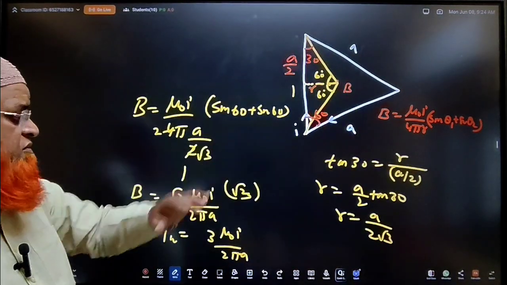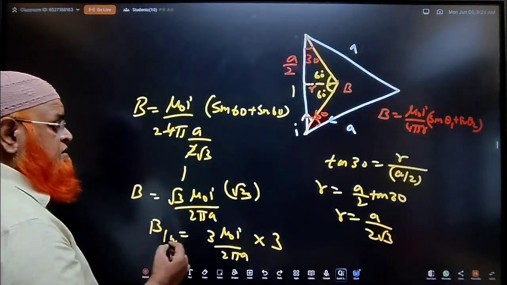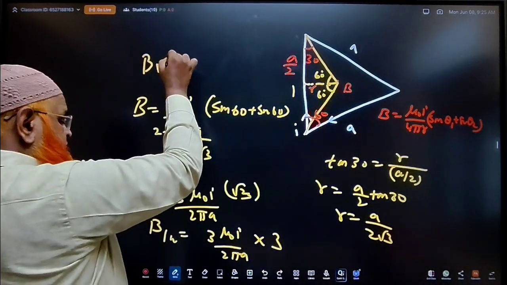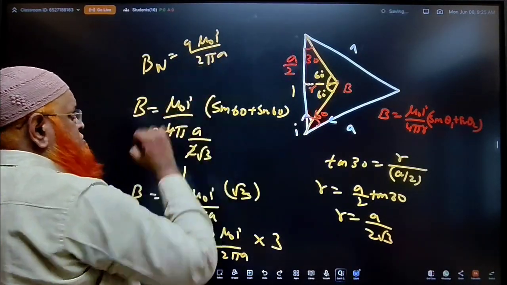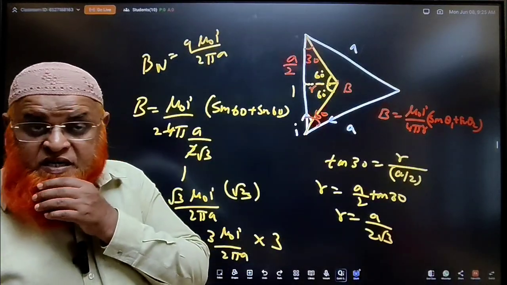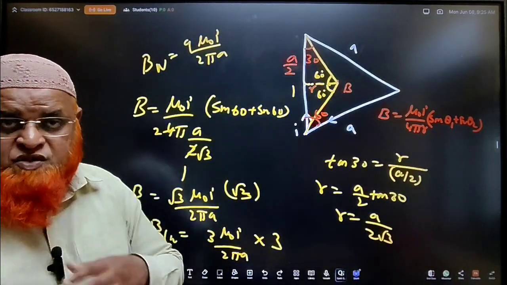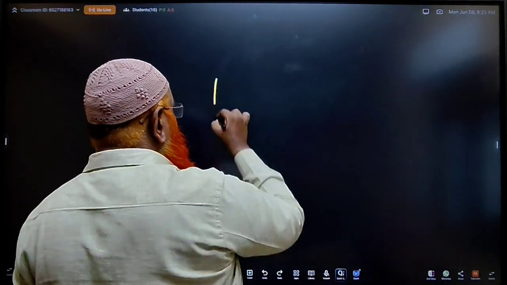Understood? For 3 wires, multiply this with 3. Then you will get how much? B net is equal to 9 mu naught I by 2 pi a. Understood what I am saying now? So this is for a triangle. Then what is the formula for a hexagon?